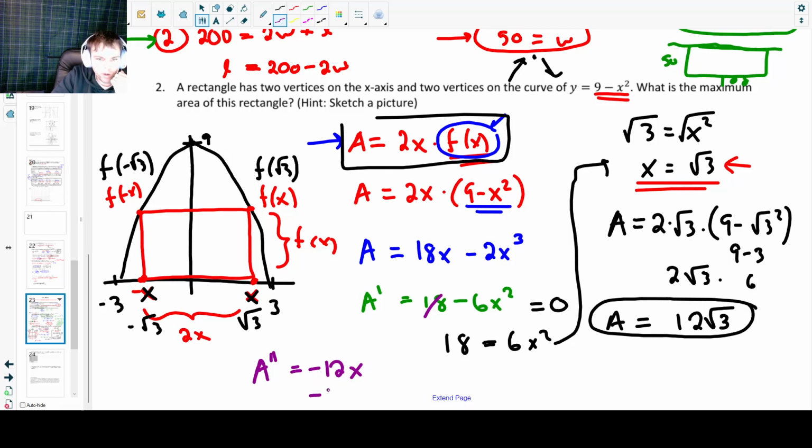So if I plug in square root of 3, this is a negative value, right? That indicates we have concave down at this point. So this is a maximum, right? If this was a positive 12 square root of 3, that would indicate concave up, which would indicate a minimum. So again, using that second derivative to determine concave up or concave down is very helpful, right? Concave down means we have a maximum value. Concave up means we have a minimum value.